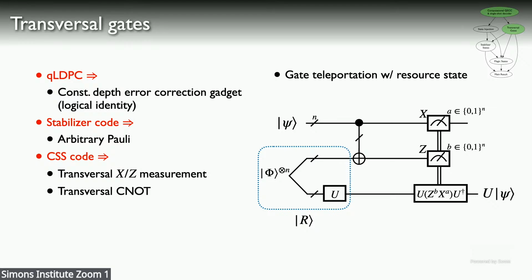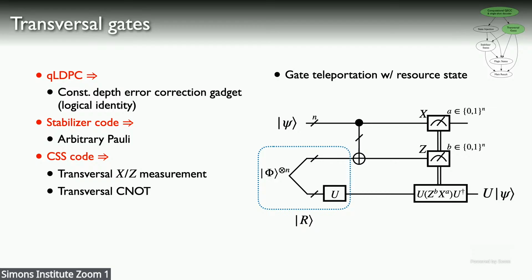And then because this is a stabilizer code, we can perform arbitrary logical Pauli operations. And then if it's CSS, then we get X and Z basis measurements, where we just measure out the full register and infer the result of the X or Z basis logical measurement. And then we also get the transversal CNOT. And this suffices to do a teleportation circuit.